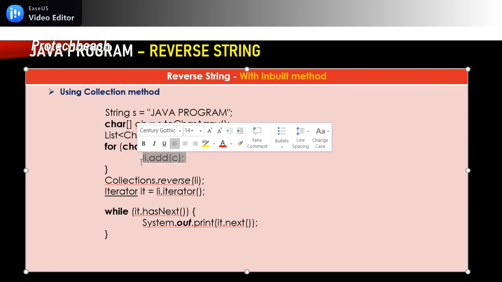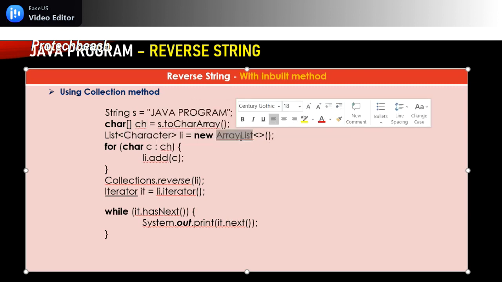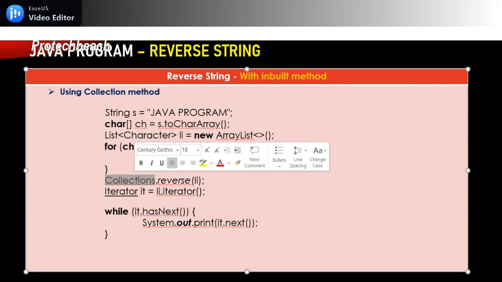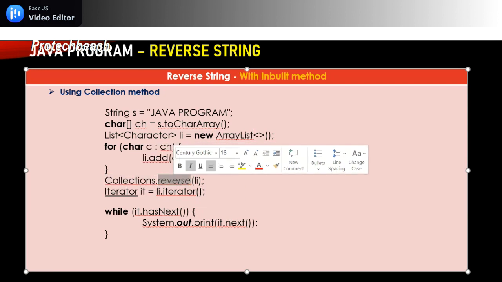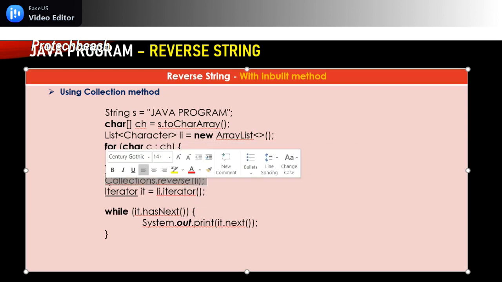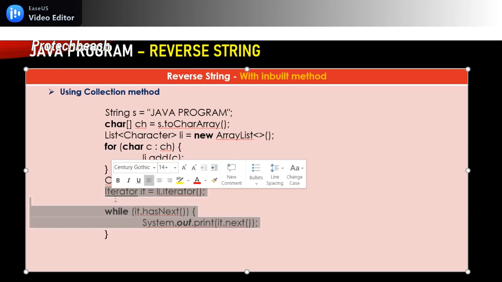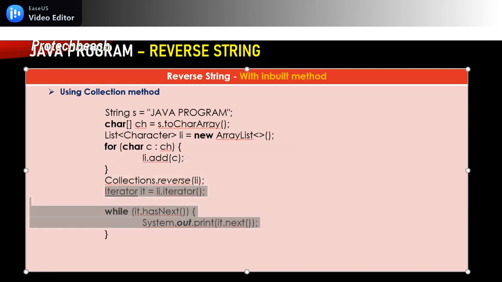I'm adding them one by one into the ArrayList, which holds the characters. Then I use the Collections class available in the collection framework, so I can use its reverse method. The characters will be reversed inside the collection. Now if I iterate the values one by one, I will get the reversed value. Let me show you the same thing in Eclipse.